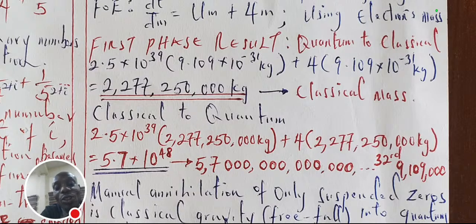This value, we have it to be 2,277,250,000 kilogram. That is the classical mass worth of that electron's mass. So now you can see that we have this value without having any kind of suspended zero between them. So it's as if there is no space from quantum level to the classical level.